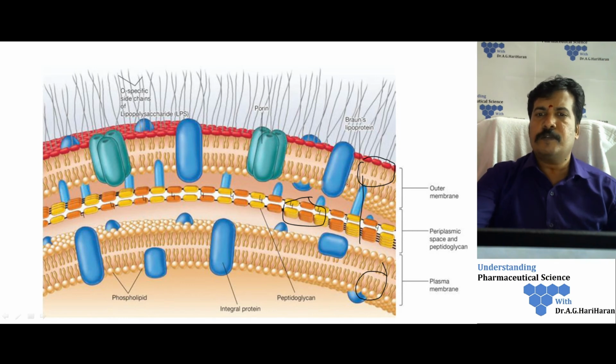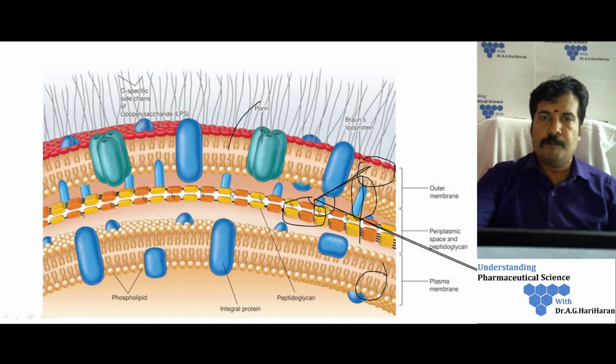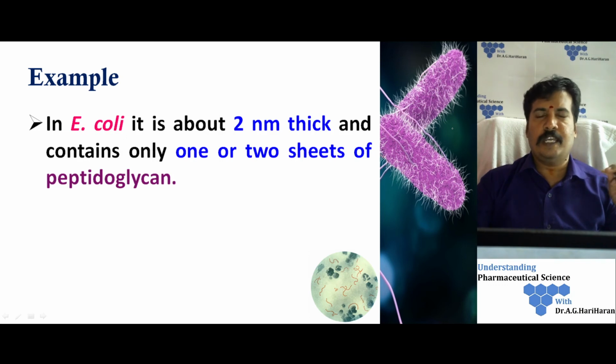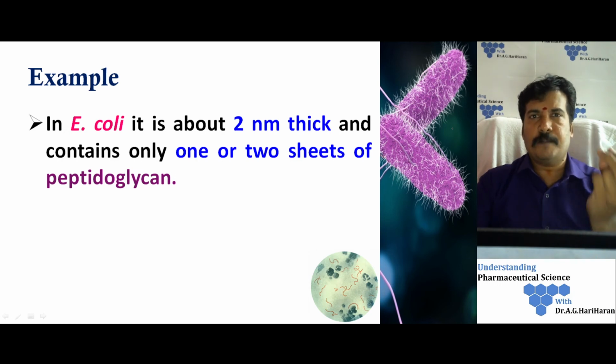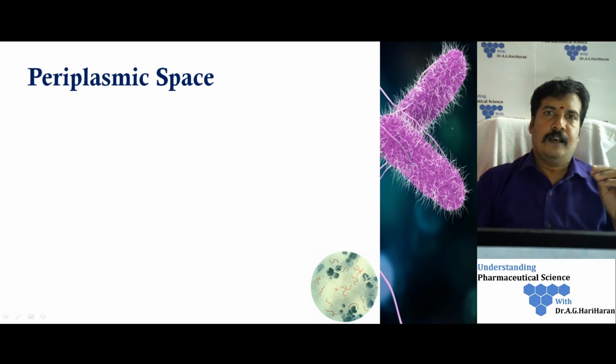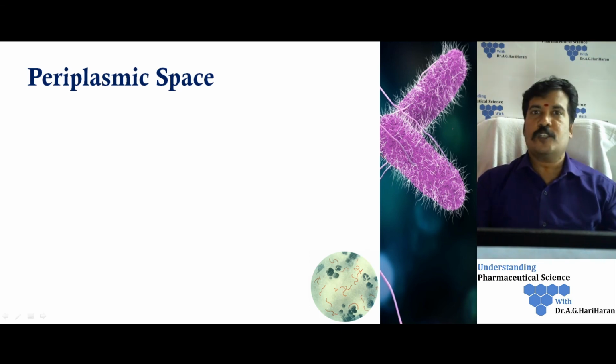In this there are not many chemicals. Some Braun's lipoprotein will be there, some porin proteins will be there, and some outer side chains are also present. The most studied example of the bacterial cell wall is E. coli. E. coli carries only a 2 nanometer thick peptidoglycan layer, which comprises 1 or 2 sheets of peptidoglycan. That's why antibiotics are sometimes less effective against gram-negative bacteria, because they have a thinner peptidoglycan layer. The second major part present in the gram-negative bacteria is the periplasmic space.